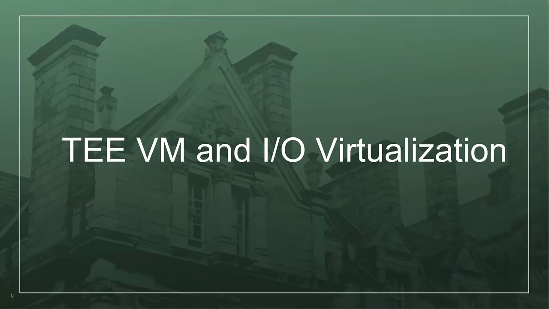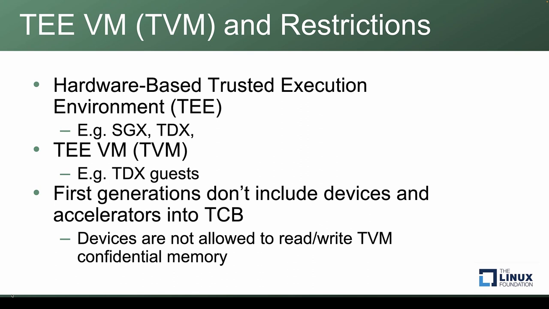Now, let's take a look at the TEE VM and I/O virtualization. Here, I'll talk about how to have a trusted execution VM environment. Especially in this presentation, I'll focus on a virtual machine such as a TDX guest. As I said at the beginning, the first generations of TVM, such as Intel TDX guest, don't include physical devices and accelerators such as FPGA into the trusted computing base of the TVMs. Devices are not allowed to read or write the TVM confidential memory.